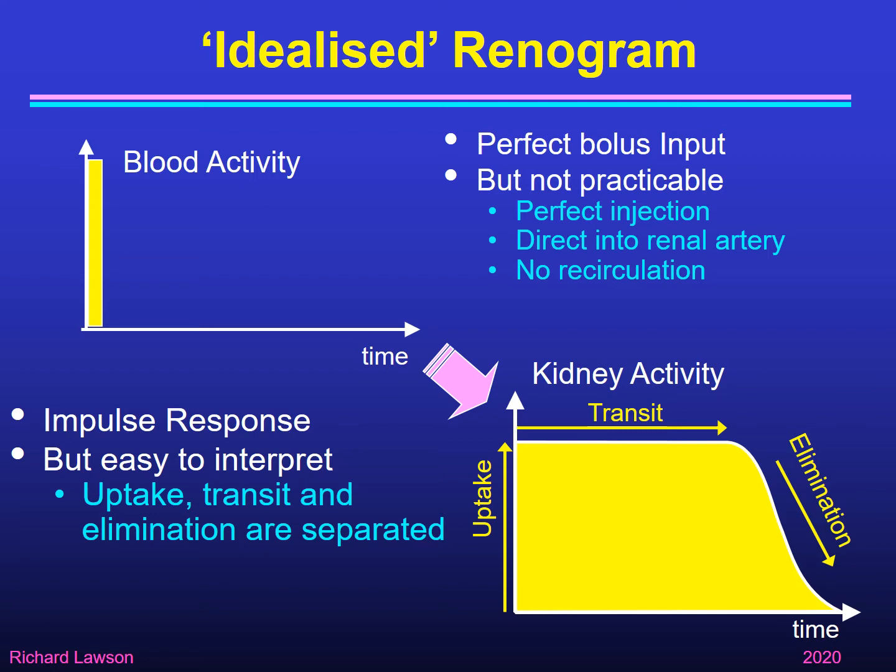We could probably manage a very good, nice tight bolus injection, but to get it directly into the renal artery is quite invasive, and in any case there's no way we could avoid recirculation with activity that comes out of the renal vein without being extracted by the kidney. It's bound to come round in the blood for a second or third time unless we actually cut off the renal vein and drain the blood into a bucket. So this can be thought of as a nice idealized renogram, but certainly not one that we can achieve in practice.